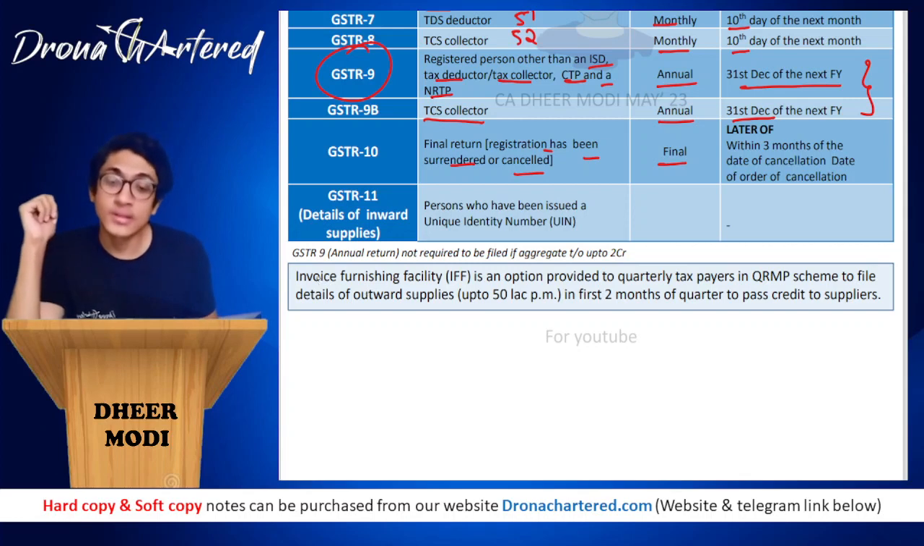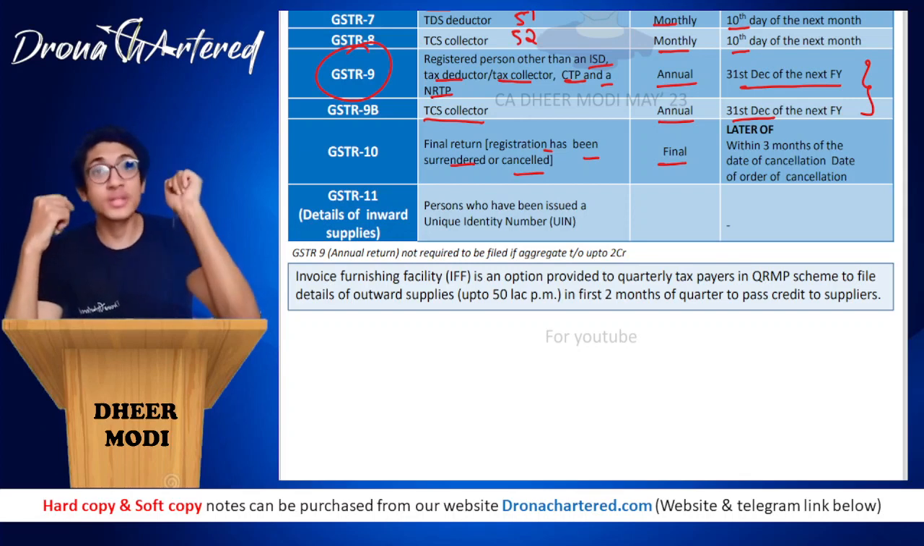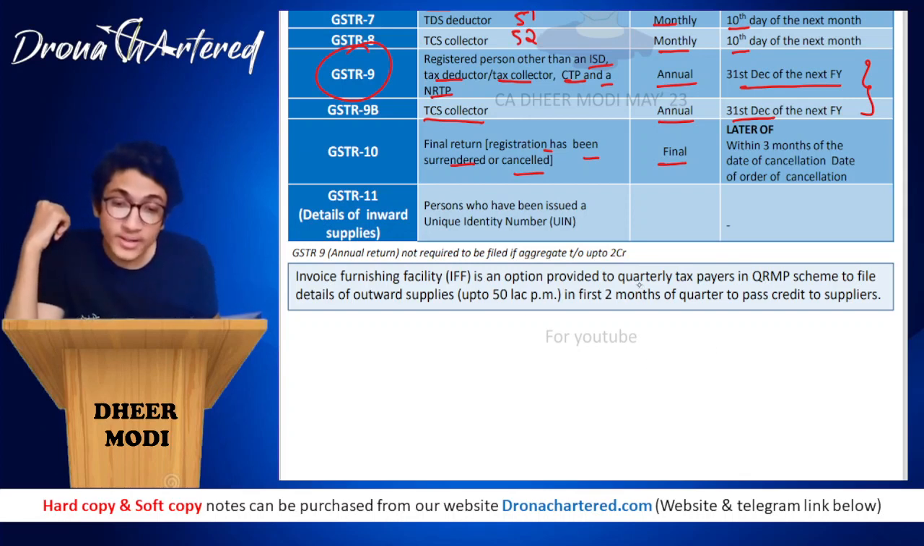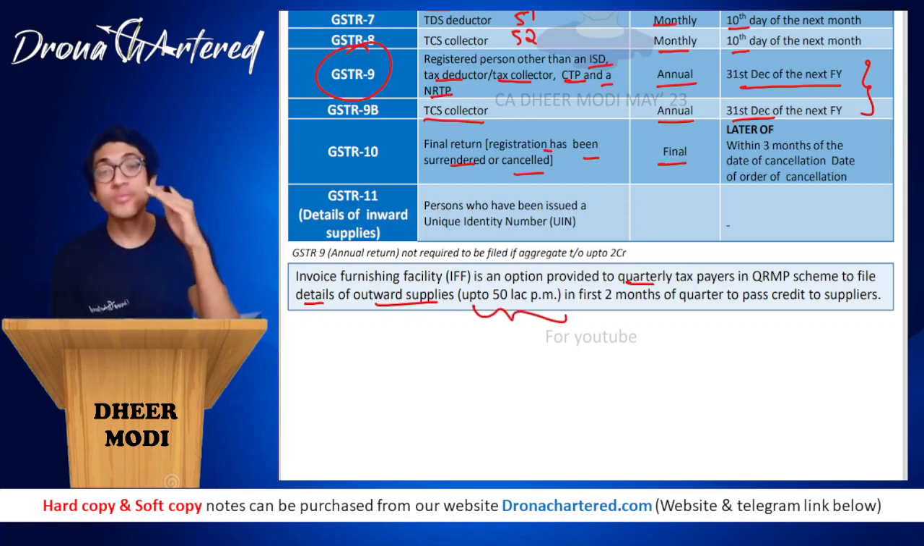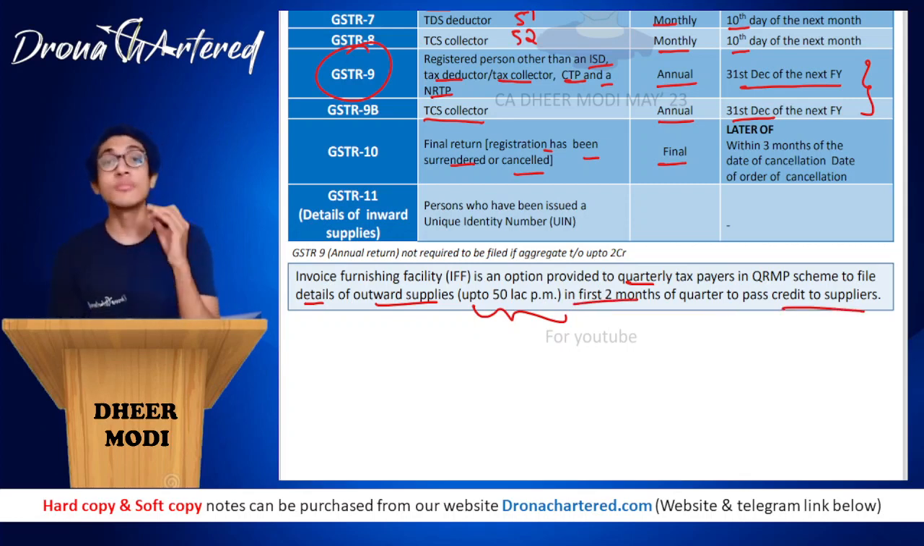And there is an IFF, that is your invoice furnishing facility. So invoice furnishing facility is an option provided to quarterly taxpayers. Remember, under QRMP scheme we did, there is a monthly option, there is a quarterly option. So it is an option provided to quarterly taxpayers in QRMP scheme to file details of outward supplies up to 50 lakhs per month. So if your aggregate outward supply is up to 50 lakhs per month, then in the first 2 months of the quarter, to pass credit to suppliers. So in such a case, this is a special facility given to them.